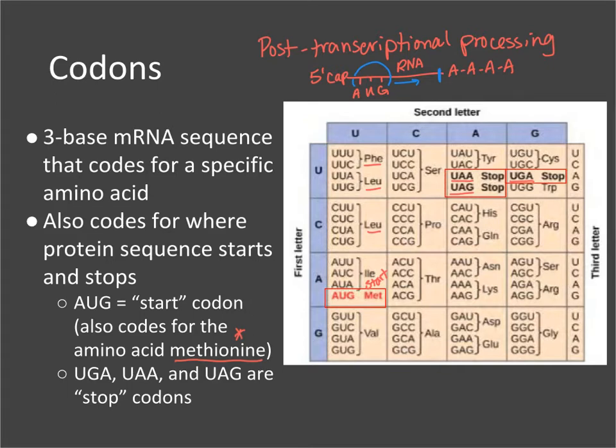Once again, you don't have to memorize these codons. Just be able to read the chart and understand how to figure out which codon codes for which amino acid, and be able to know where the start codons are based on what we see in the chart here, and where to stop based on the stop codons here.